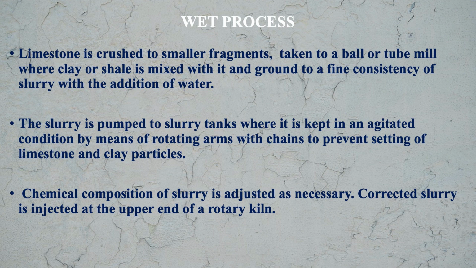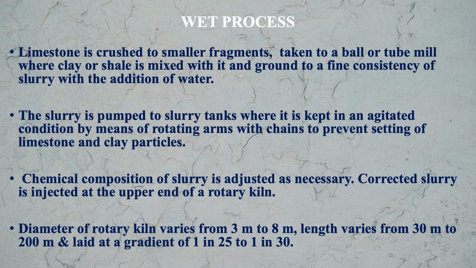What are the specifications of the kiln? The diameter of this rotary kiln generally varies from 3 meters to 8 meters. Length varies from 30 meters to 200 meters. And this kiln is laid at a gradient. It is not horizontal basically. It is laid at a gradient of 1 in 25 to 1 in 30.